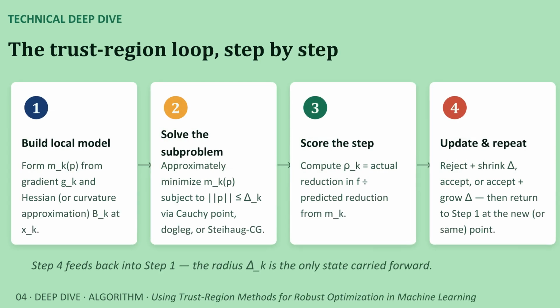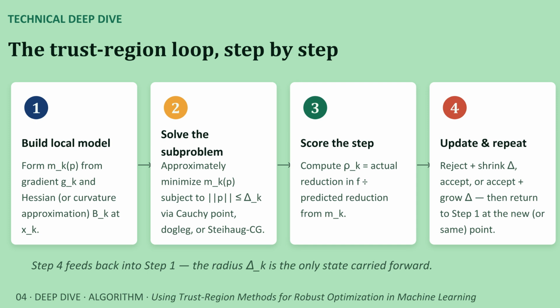Let's turn that mental model into an actual algorithm loop. 4 steps, repeating. Step 1, build the local model. We form our quadratic using the gradient and the Hessian, or a curvature approximation, at the current point. Step 2, solve the subproblem. We approximately minimize that model subject to staying inside the trust radius.